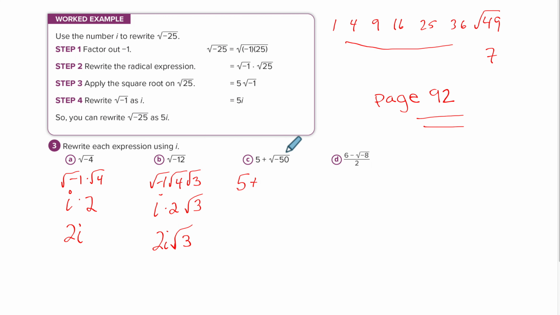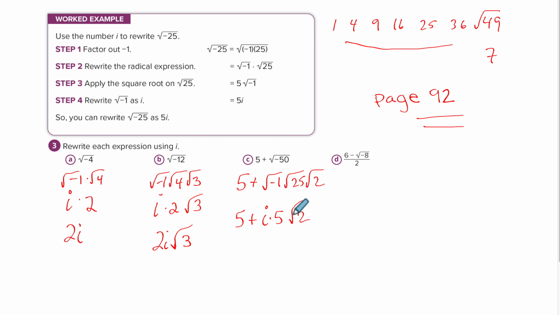And then the 50, I'm going to go up here to my perfect squares. What's the largest number that will multiply to 50? 25 will, of course. So 50 I'm going to rewrite as negative 1 times 25. I'm going to write that one first, times 2. Now, that 5 is chilling, keeping it real. The negative 1 becomes an i. The square root of 25 is a 5. So it's i times 5 times radical 2.